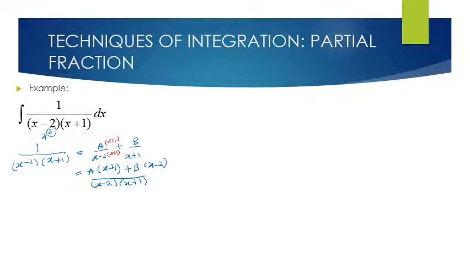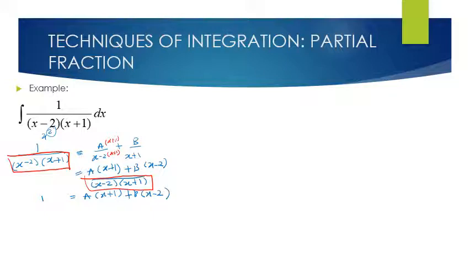Okay, so we check back. If we can simplify, we will get back the same answer as the previous solution. Next, when we have the same value of the denominator here, we can simply take the numerator only. So 1 equals a(x + 1) + b(x - 2).